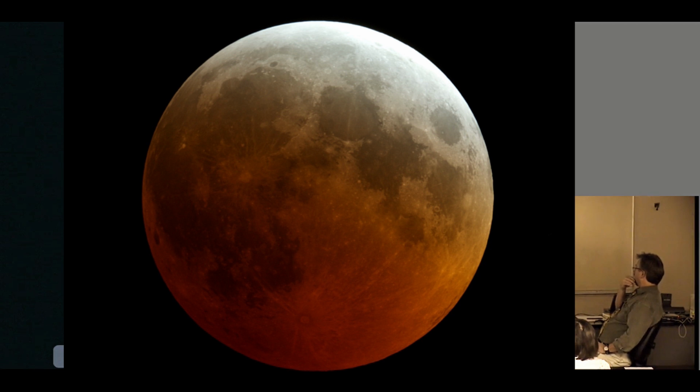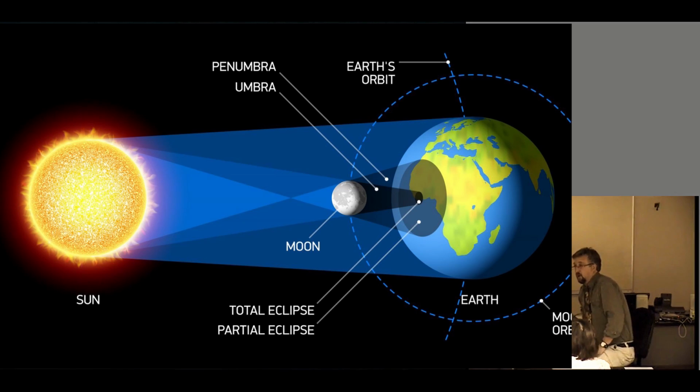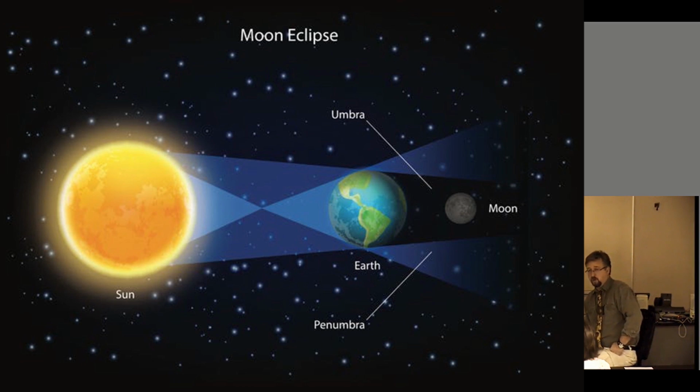This is a photograph that's taken of the moon during a lunar eclipse. What is a lunar eclipse? We talked about a solar eclipse. That's where the moon gets in front of the sun. And so you're actually in the shadow of the moon on Earth. That's a solar eclipse. But what is a lunar eclipse?